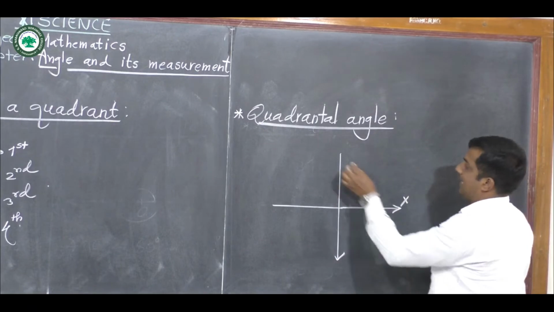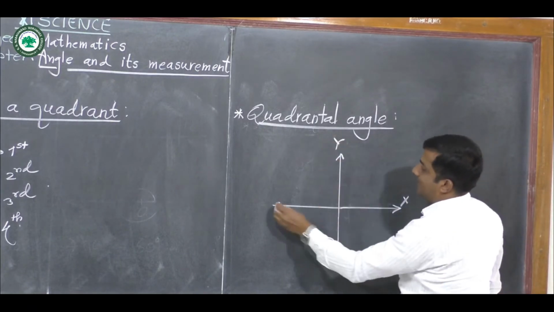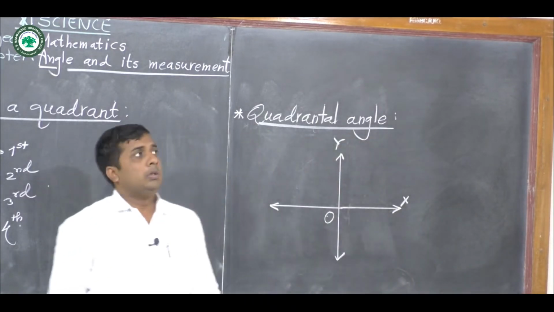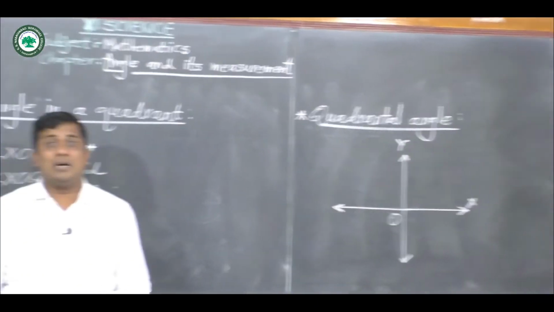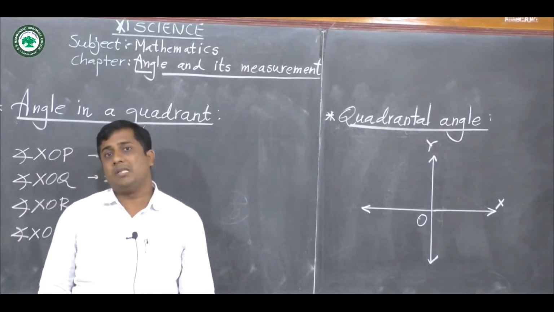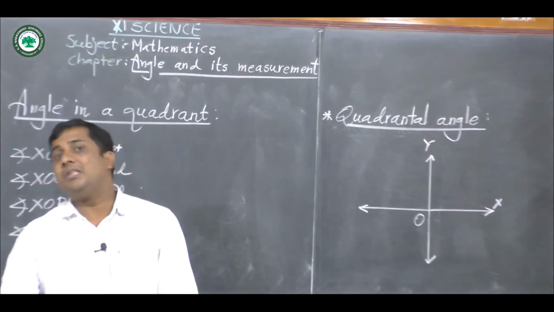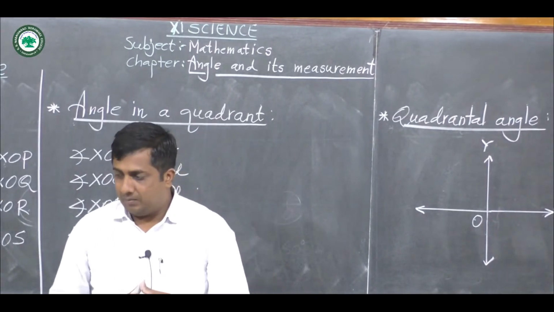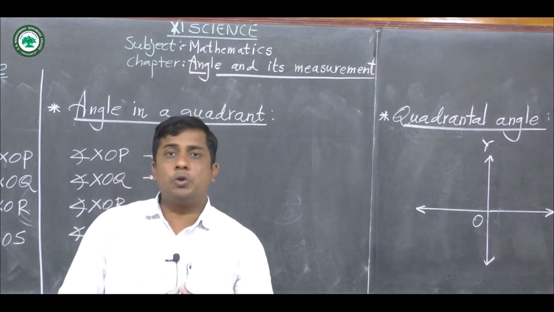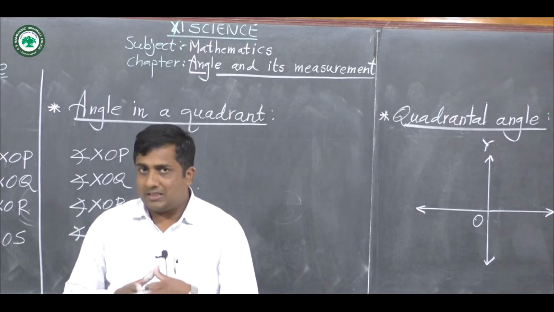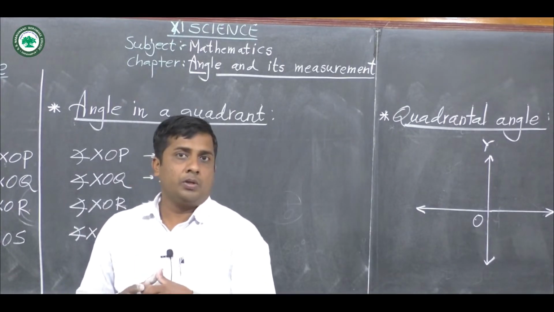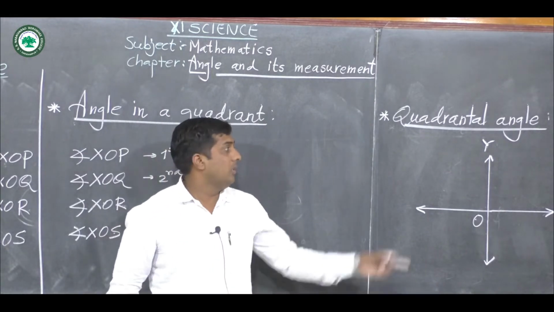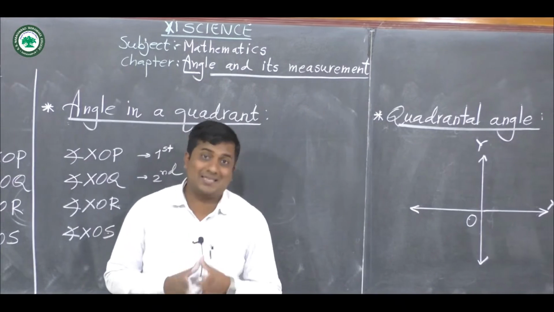This is our x-axis. This is y-axis. Here the vertex is at origin O. Here, to define the quadrantal angle, we consider the standard angle, that is, an angle in standard position. So the directed angle in standard position is said to be quadrantal if its terminal ray lies along the x or y axis.